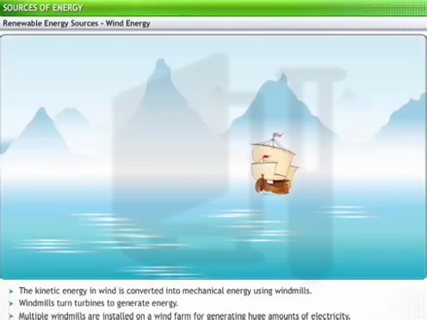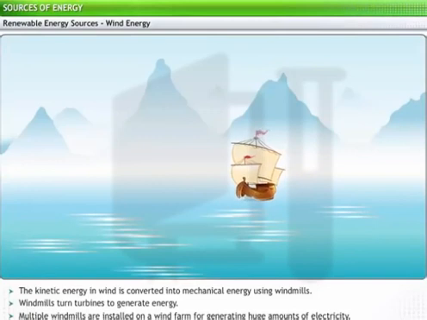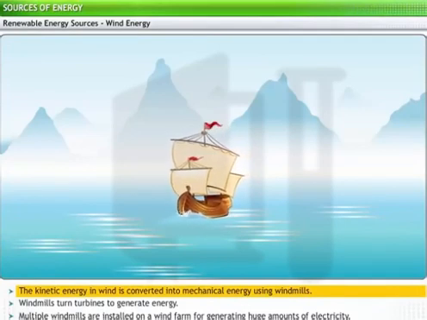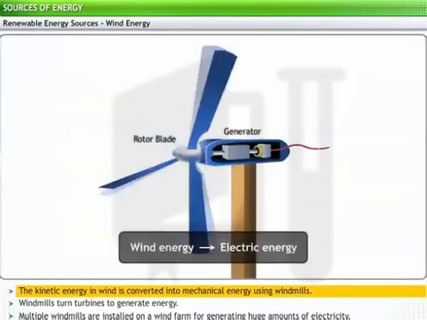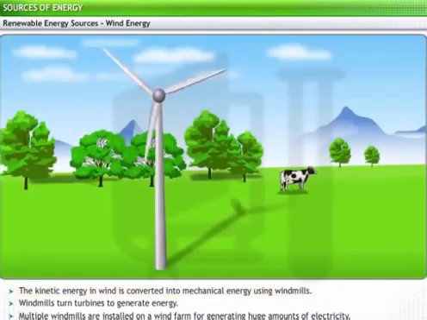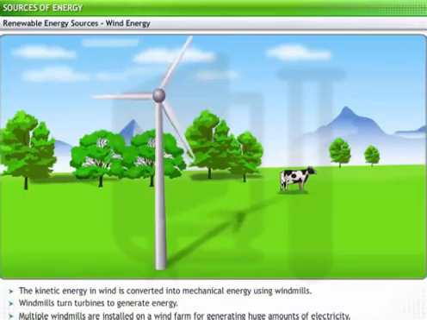Wind is another freely available source that we use for generating energy. The kinetic energy in wind is converted into other forms of energy using windmills. You may have sometimes seen windmills around the countryside. These windmills are typically used to generate power for local farms.